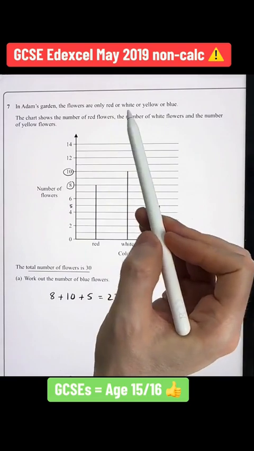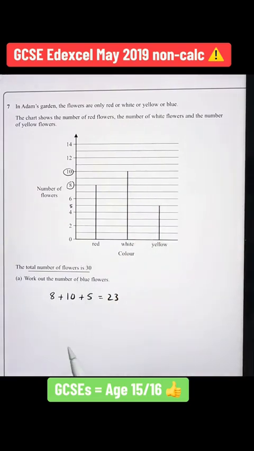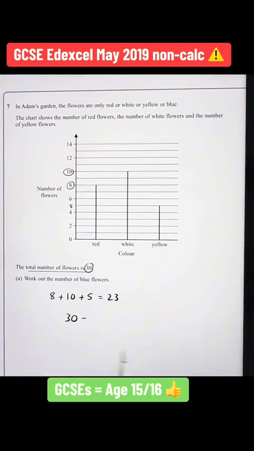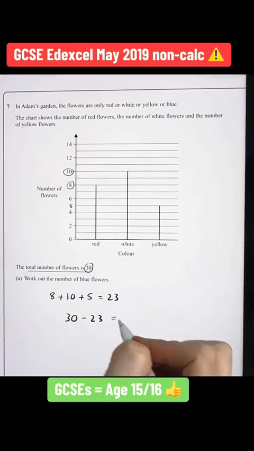As there's only red, white, yellow or blue, and in total it came to 30, therefore to work out the number of blue, it's going to be my total number of flowers, in this case 30, subtract the total of the red, white and yellow, which is 23, and 30 take away 23 gives us 7.